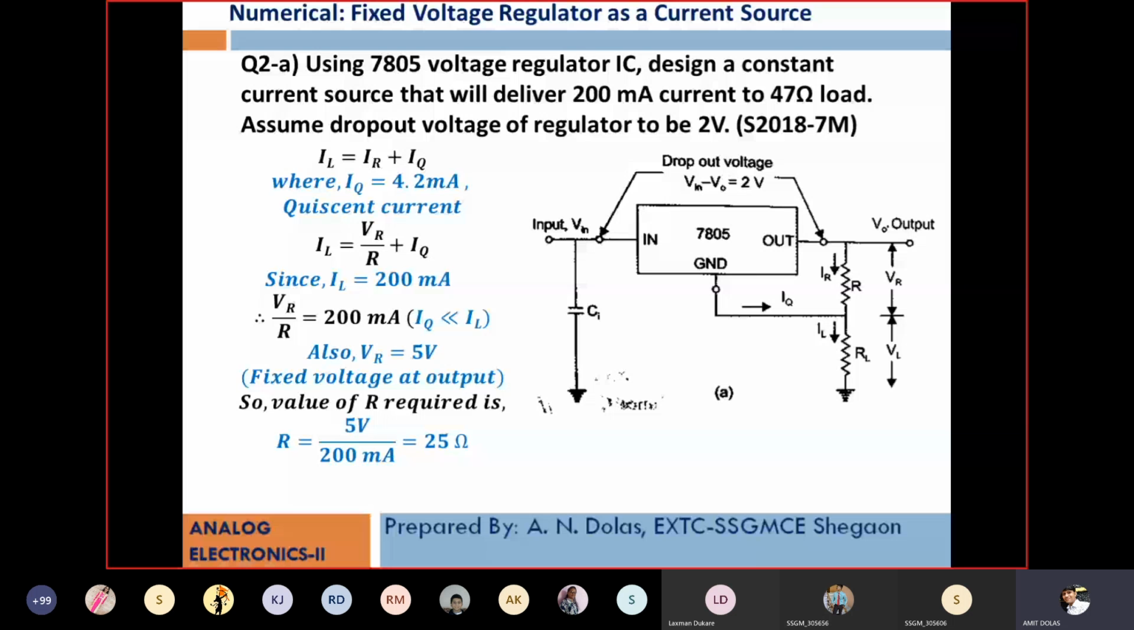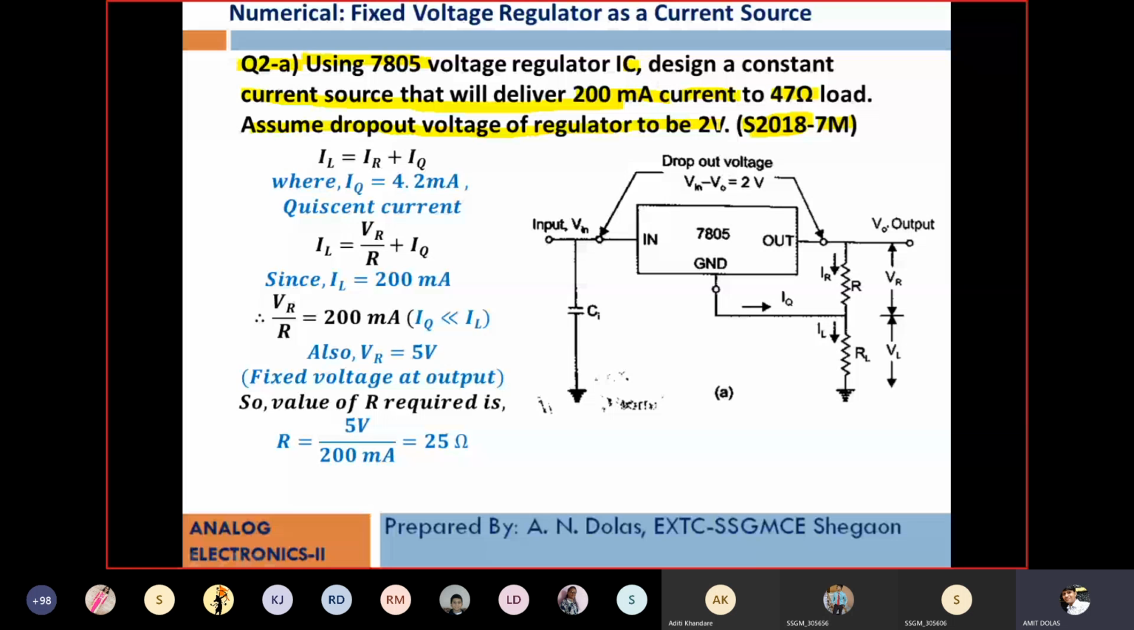Then we'll move to the university paper question. It is question 2A, which was asked in summer 2018, the very first paper, of 7 marks. Using 7805 voltage regulator IC, design a constant current source that will deliver 200 milliampere current to a 47 ohm load. Assume the dropout voltage of the regulator to be 2 volt.